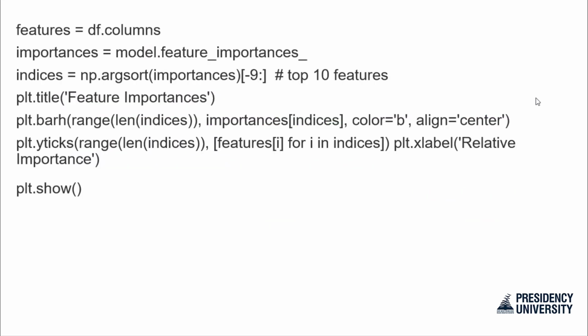We have assigned the features to the data frame columns, and we are going to sort based on the top 10 features of the data, and we are going to plot it on a horizontal graph.